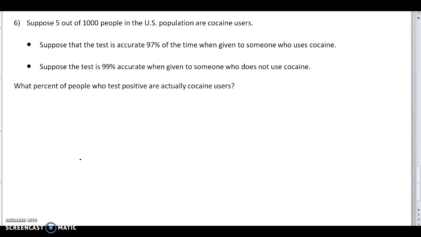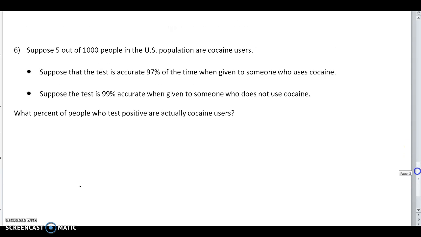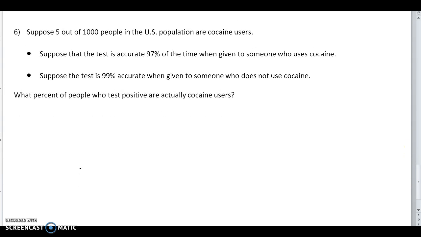Okay, this next probability example is going to be a little bit tricky. I'm going to use a tree diagram strategy throughout these problems, and there will be one for you to try on your own to make sure you get it. So in this context, suppose 5 out of 1,000 people are cocaine users. The test is accurate 97% of the time with users, and it's 99% accurate when given to non-users.